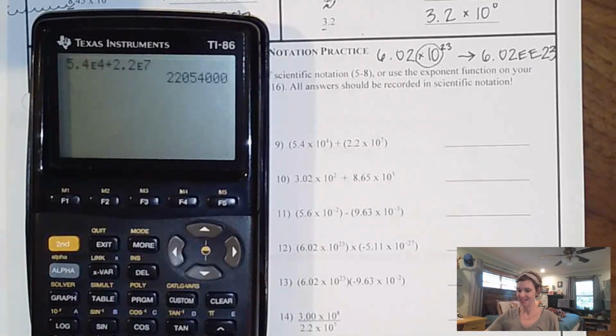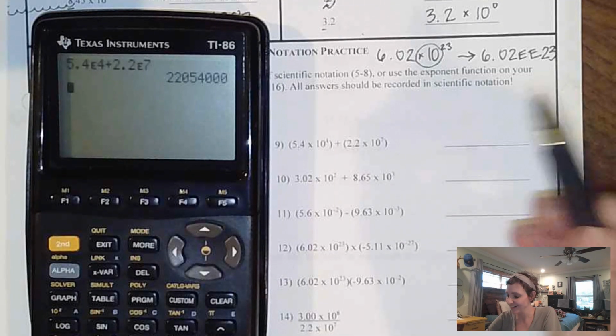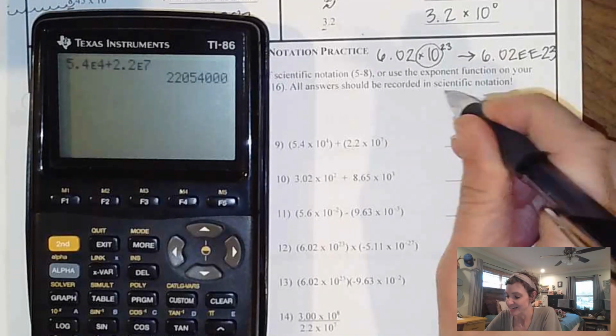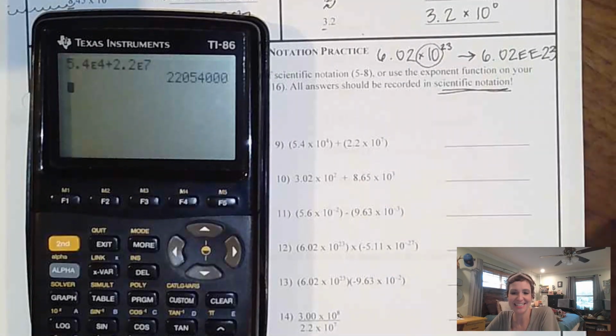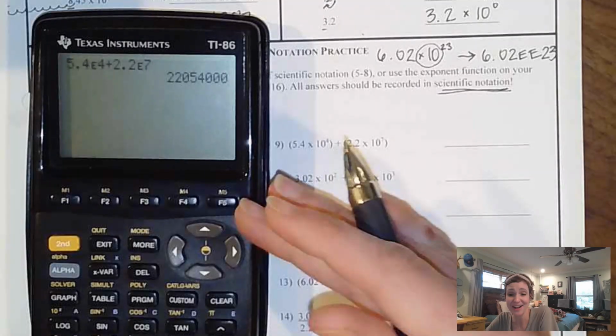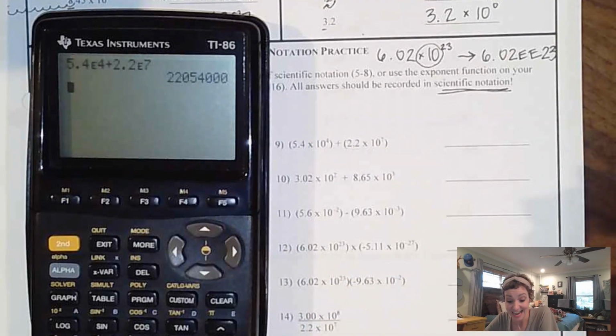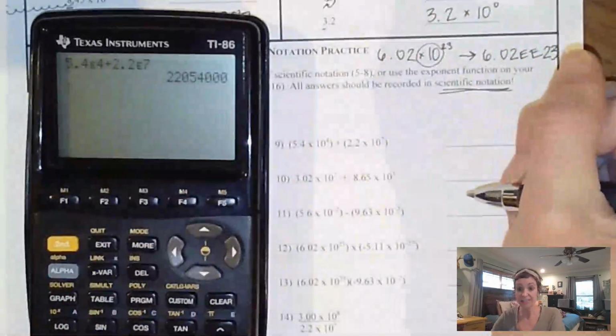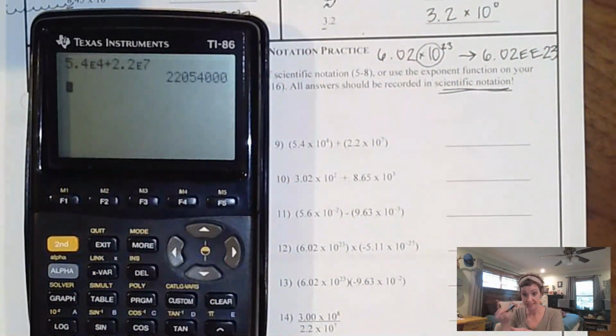Now, in the directions, which I did not actually read, because I should also maybe focus on reading the directions, you have two choices. If you're feeling kind of uncomfy with this, you can totally write that number out on your page first to where you can physically feel like you can move the decimal to where you need it to be and then write it in scientific notation.